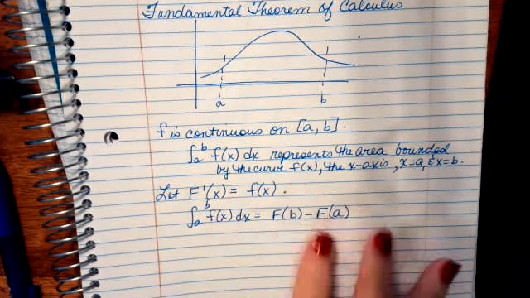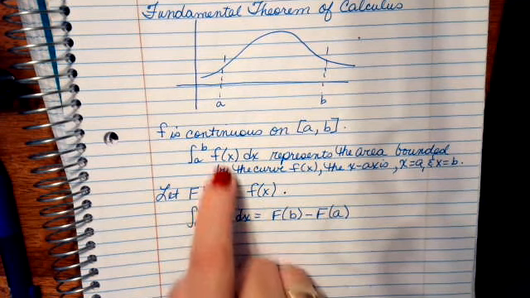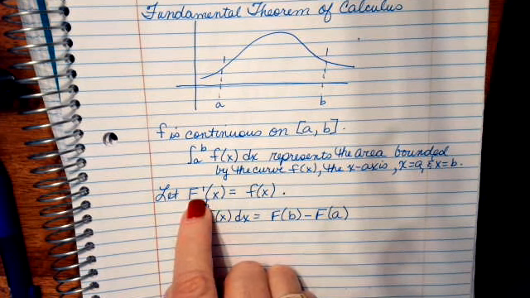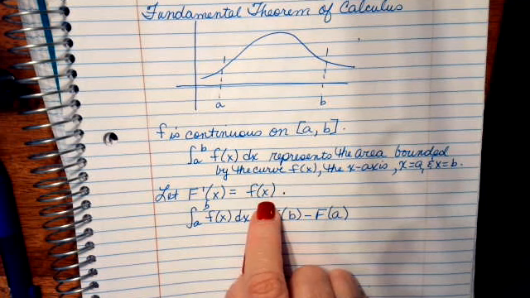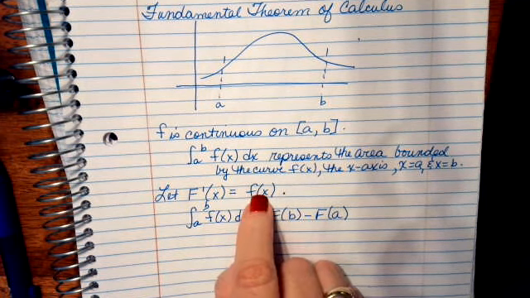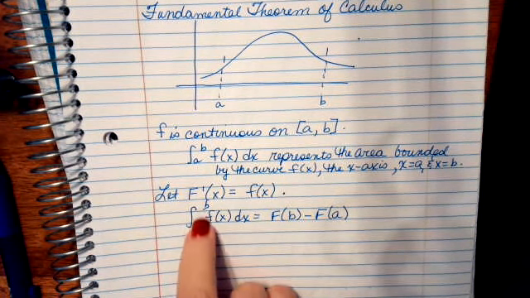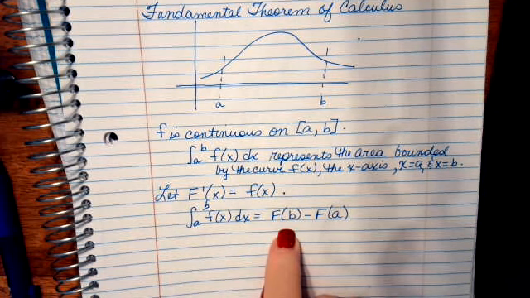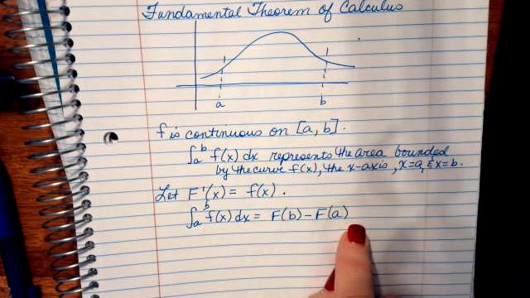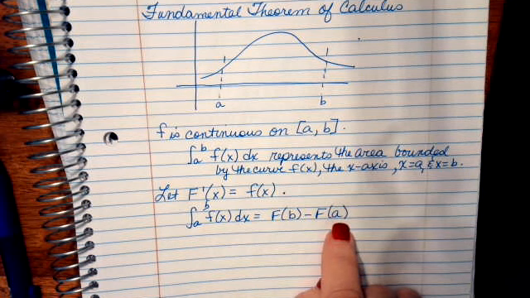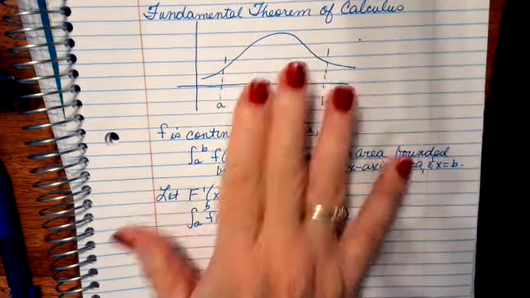Now, how would we figure out what that area is? If I know the antiderivative of f of x, and I'm going to represent that with the capital F of x, and since capital F is the antiderivative of little f, little f is the derivative of capital F. So the integral from a to b of f of x dx is capital F of b minus capital F of a. Find the antiderivative, evaluated at b, evaluated at a. That's the fundamental theorem of calculus.